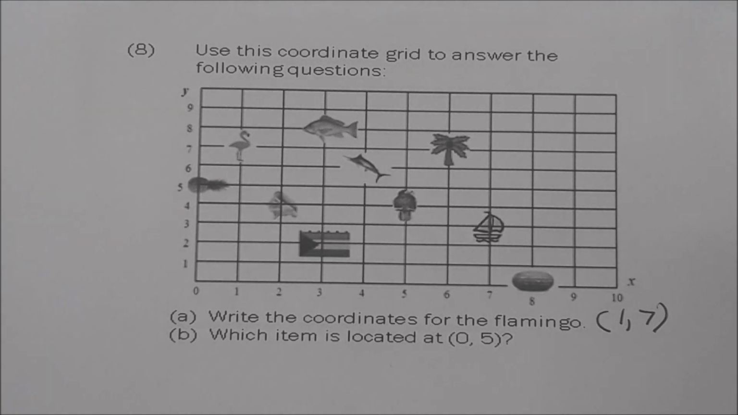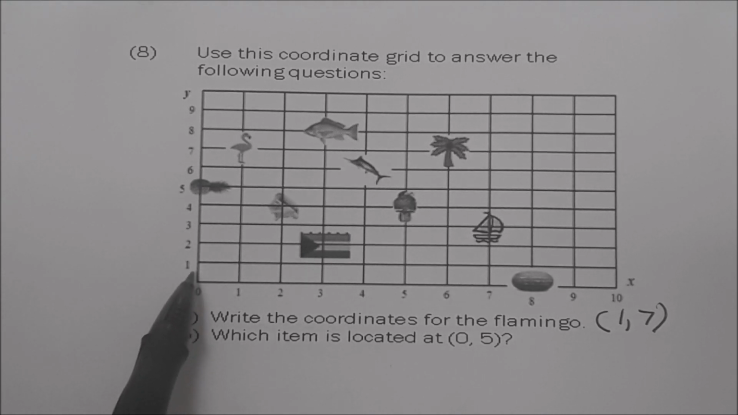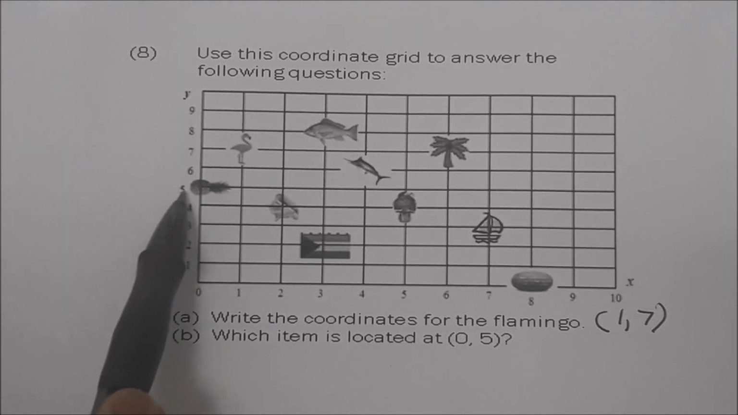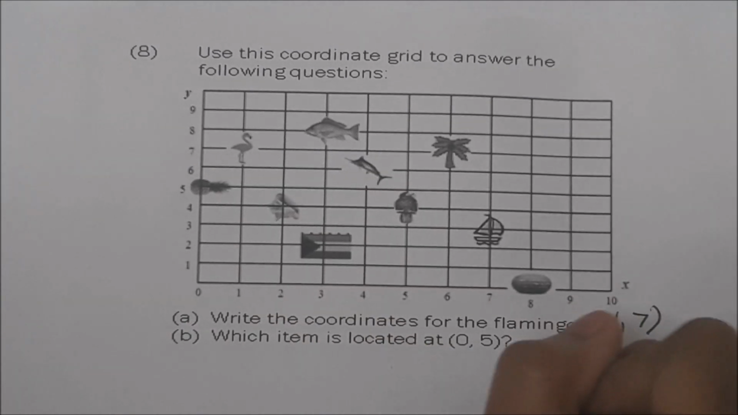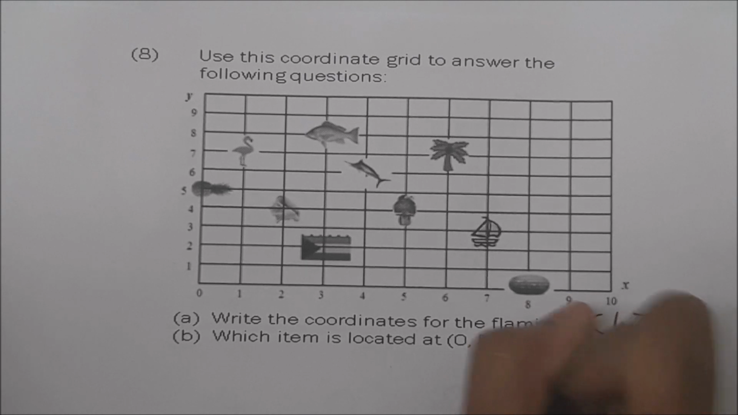Okay, go to the second one. Good. 8B, which item is located at 0, 5? Find it. First, go to the x-axis. We're at 0. Going to crawl up to the y, to 5, which is right here. And there's a pineapple right there at 0, 5. So we're going to write pineapple.